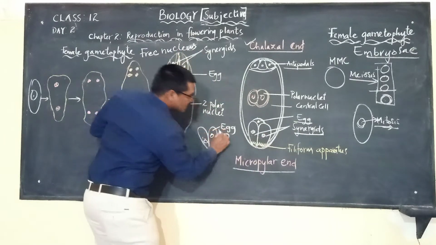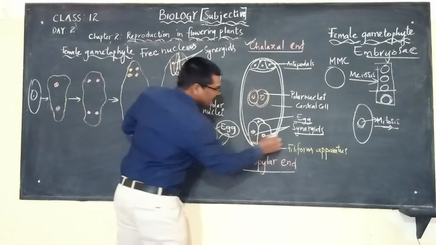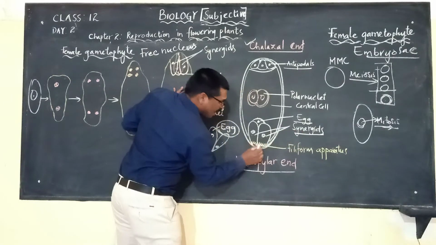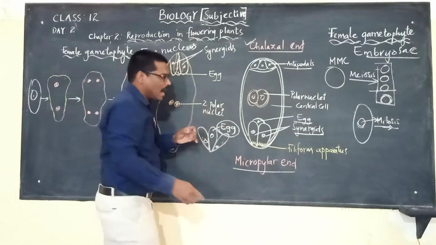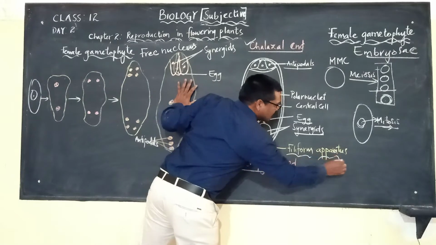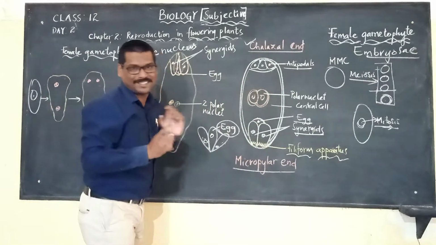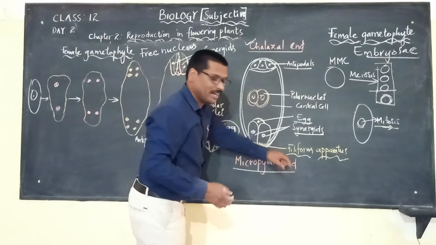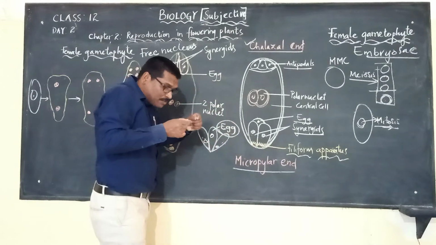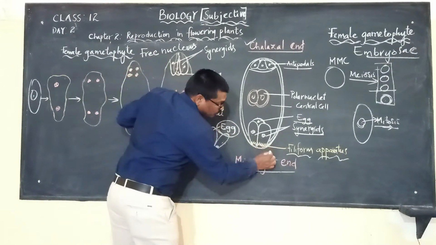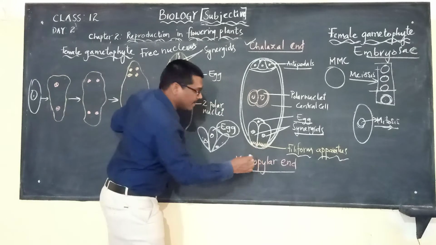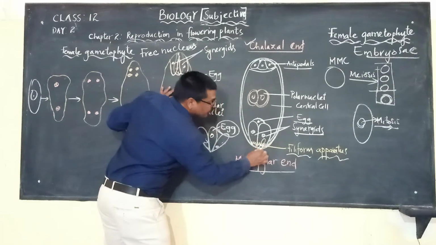And at the center, what is there? Egg is there. But here, these synergids are having a beak-like structure, we say. Otherwise, we are calling it with a technical term called filiform apparatus. We call it filiform apparatus. The synergids are having the filiform apparatus, through which the pollen tube will be directed into the synergids.